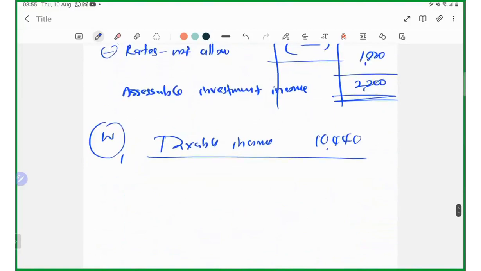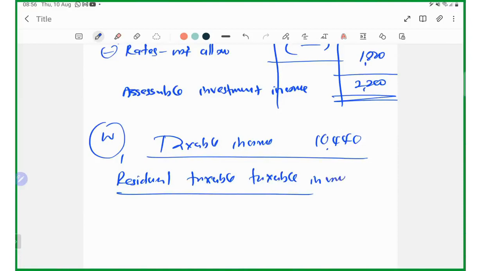Is there any terminal benefit? No such benefit is there. Is there any gain from liquor, tobacco, betting and gambling included in this taxable income? There was no such gain from liquor, tobacco, betting and gambling on this taxable income. So this total taxable income 10,440 we can consider as a residual taxable income.